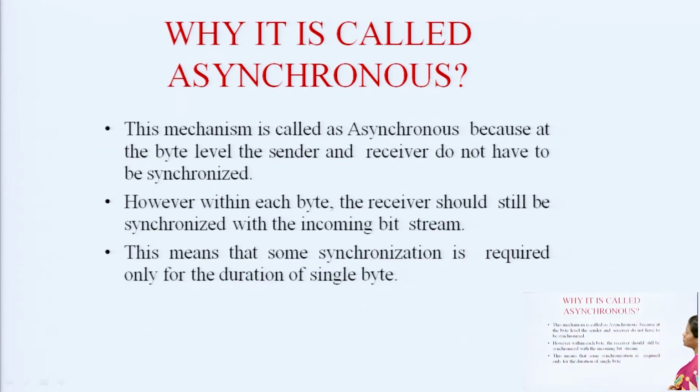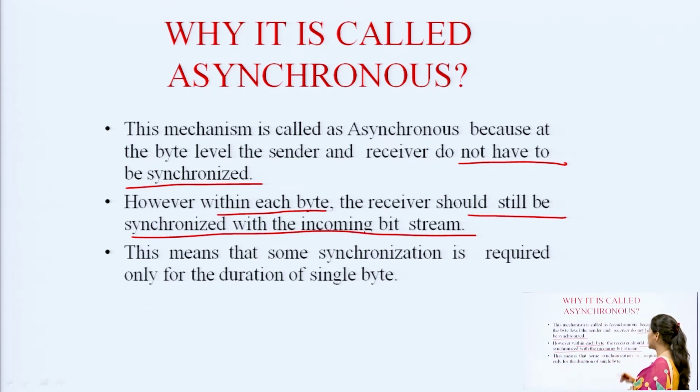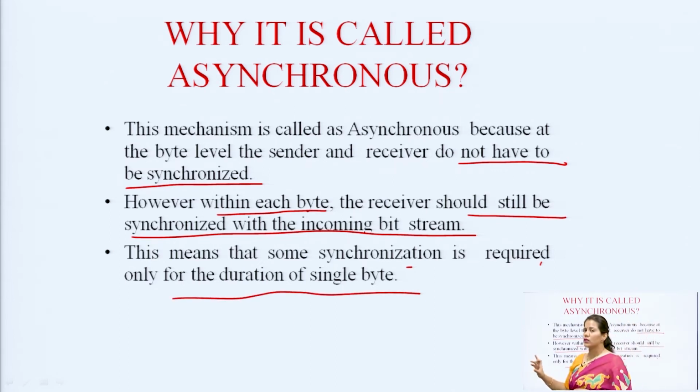Why is it called asynchronous? After so much discussion, we should understand this very easily: at the byte level the sender and the receiver are not synchronized, since there is no common clock. So, that is why it is known as asynchronous transmission. However, within each byte, the receiver should still be synchronized with the incoming bit stream. This means that some synchronization is required only during the duration of a single byte transfer, not between the bytes, but within the byte.